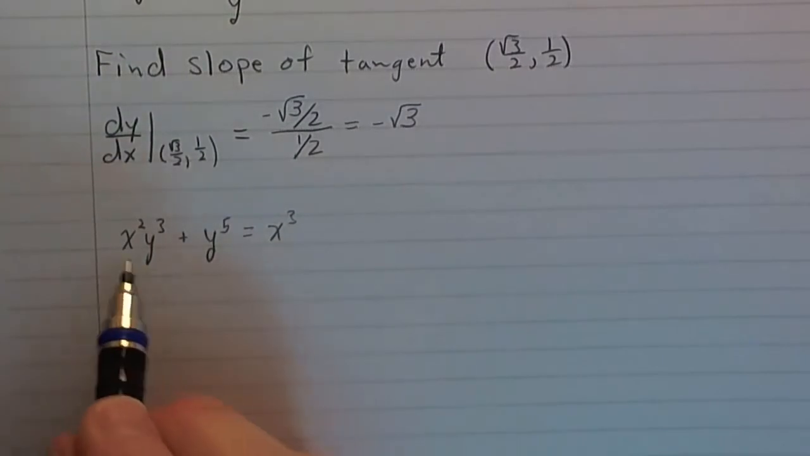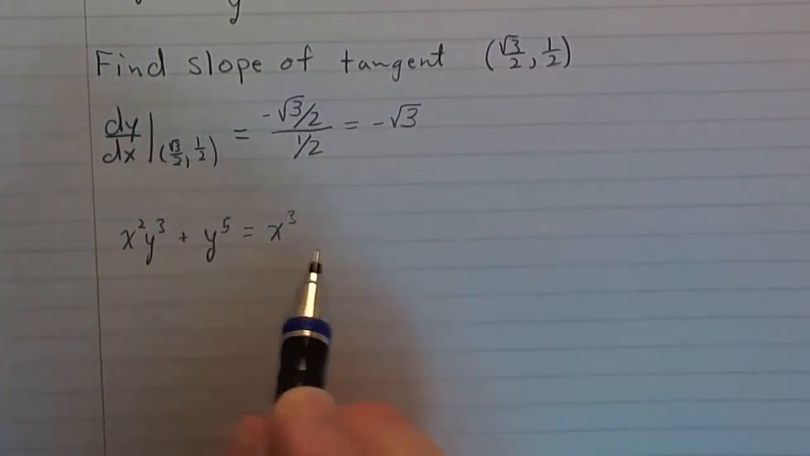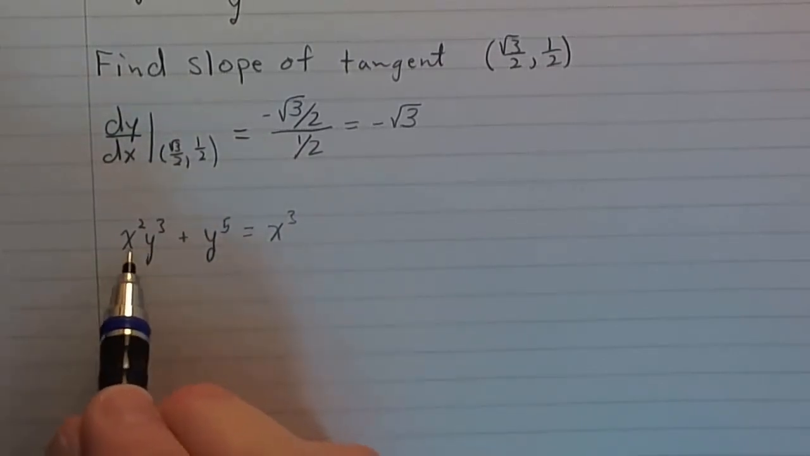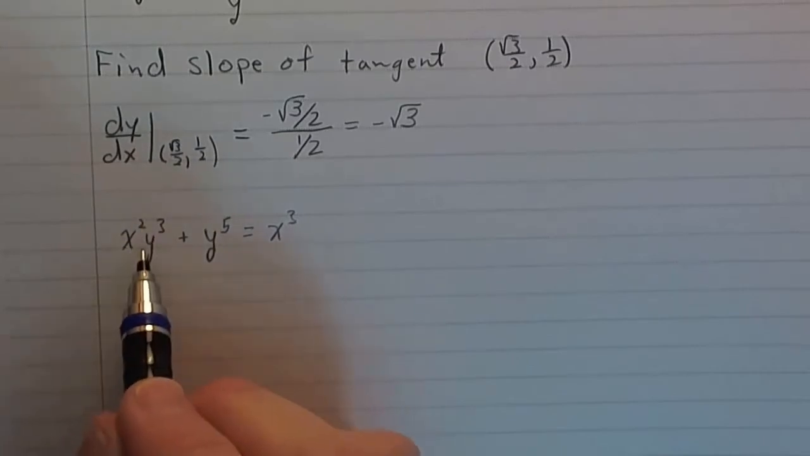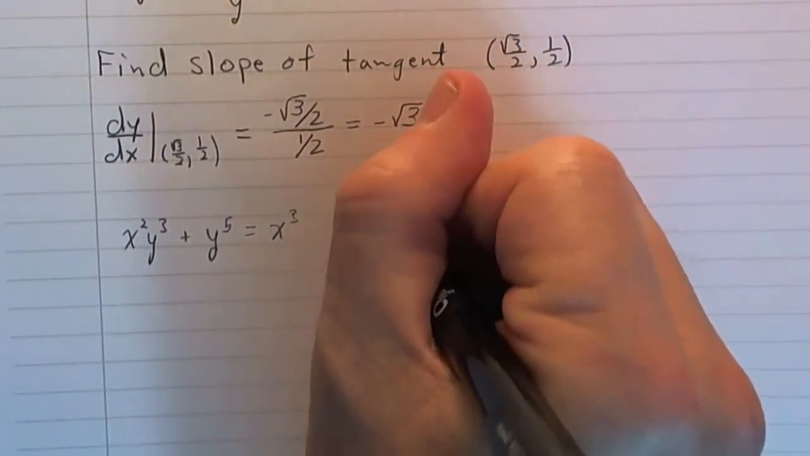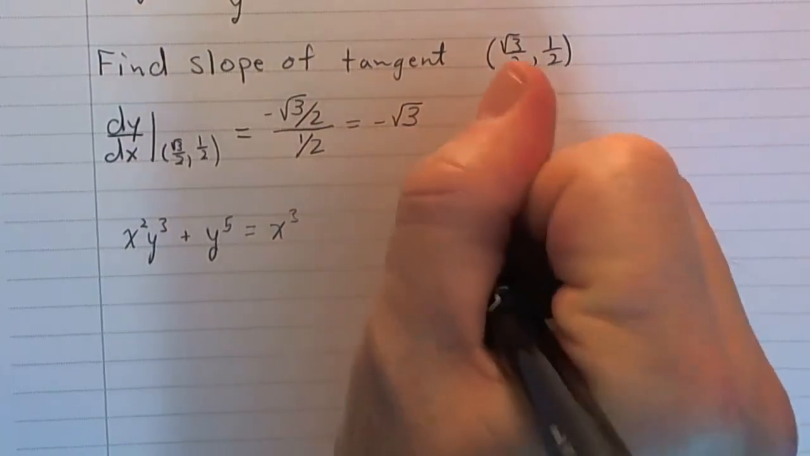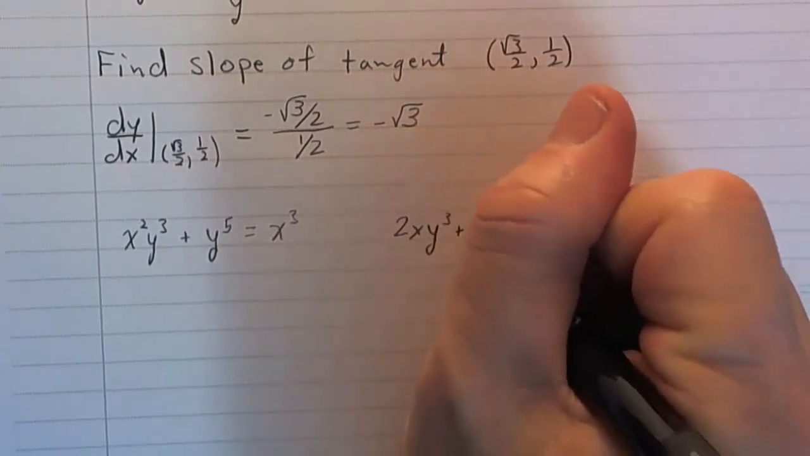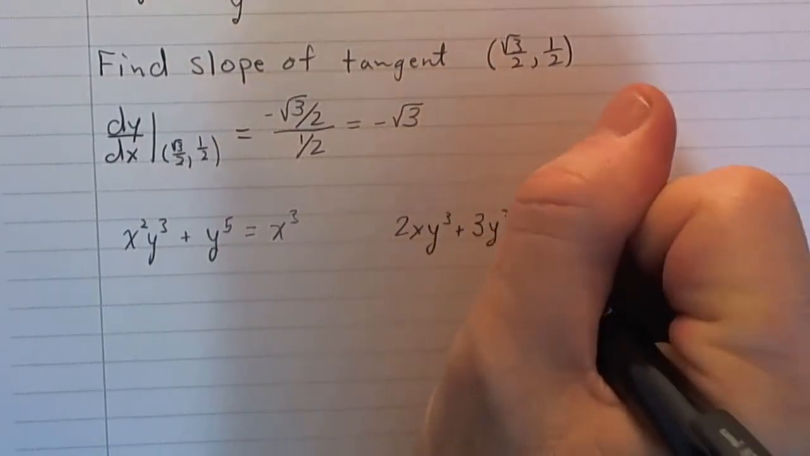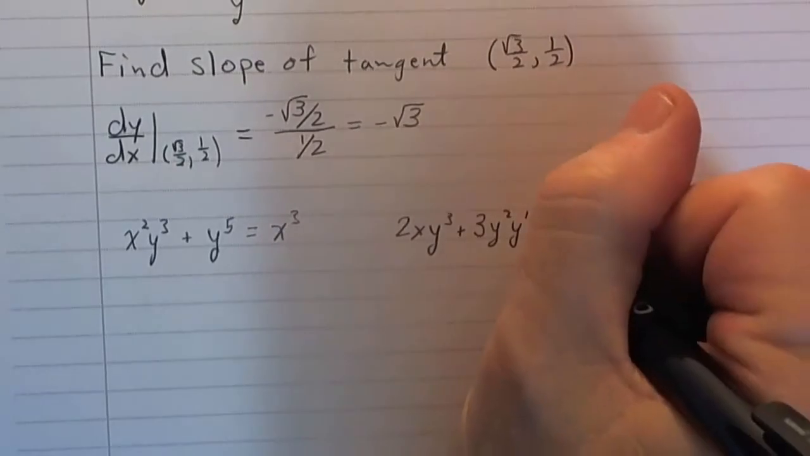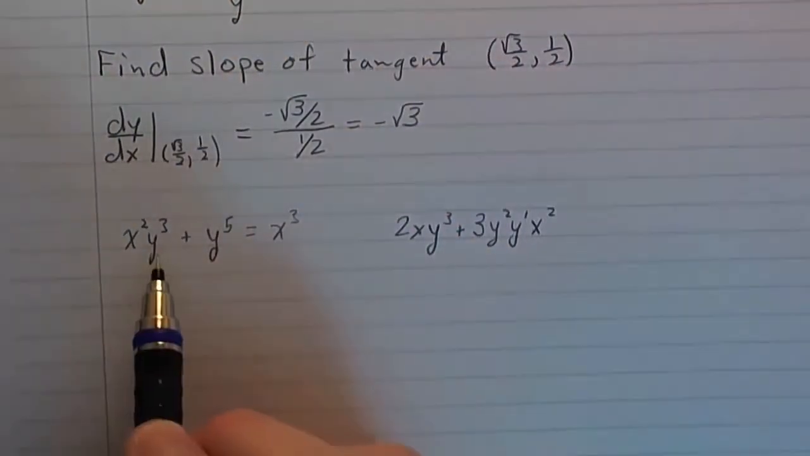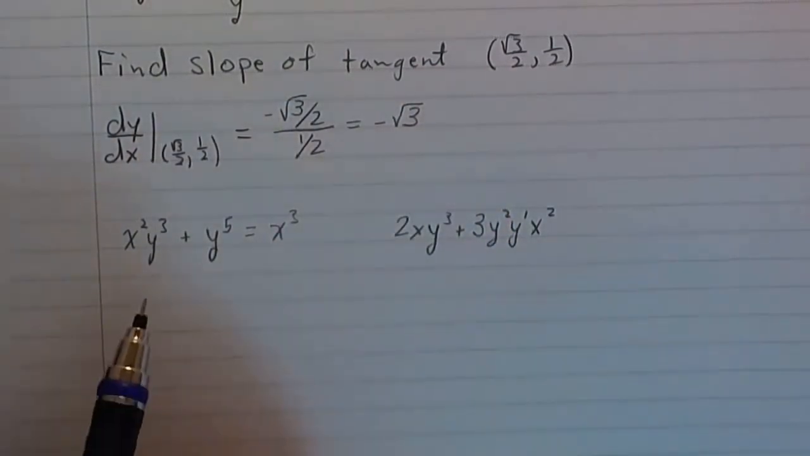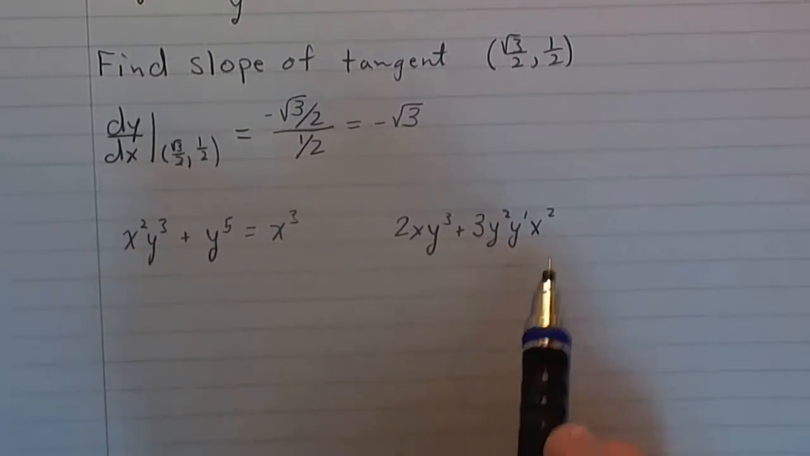So here's what I'm going to do. I'm going to go through here on a differentiation rampage, just differentiating everything I can get my hands on. So I come to this term first. Now this is a product, so I'm going to have to use the product rule. So this is going to be 2x y cubed, derivative of the first times the second, plus the derivative of the second times the first. Notice the derivative of the y cubed is 3y squared times y prime. Whenever I differentiate the y part, I've got to tack on the y prime, times x squared.